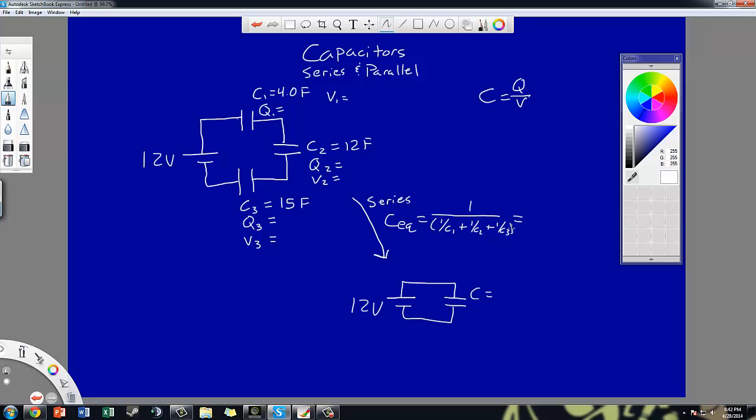Depending on how your calculator works and how you type this in, it's easy to make a mistake with order of operations getting all kinds of messed up from this. So just be careful with that. In any case, when I plug that in, I get a value of 2.5. So again, what I do is 1 over 4 plus 1 over 12 plus 1 over 15, and I get 2.5. 2.5 farads.